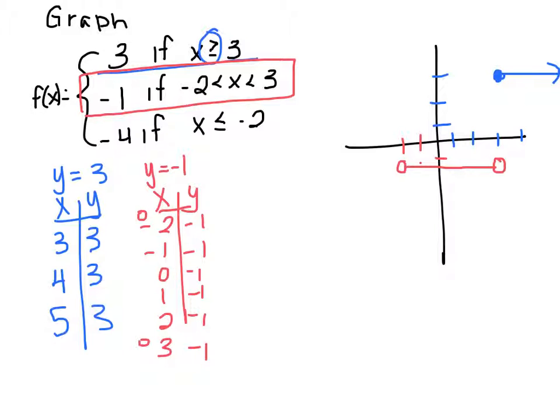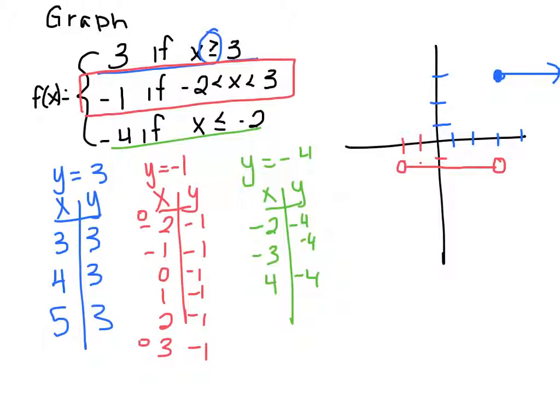I have one more piece, so I have one more table of values to create. So I'm going to say y equals -4 when x is less than or equal to -2. So I have -2, -3, -4. And my y values are -4 all the way across. So at -2, -4, at -3, -4, and so on. So now you can see I have 3 different pieces graphed on one coordinate plane.